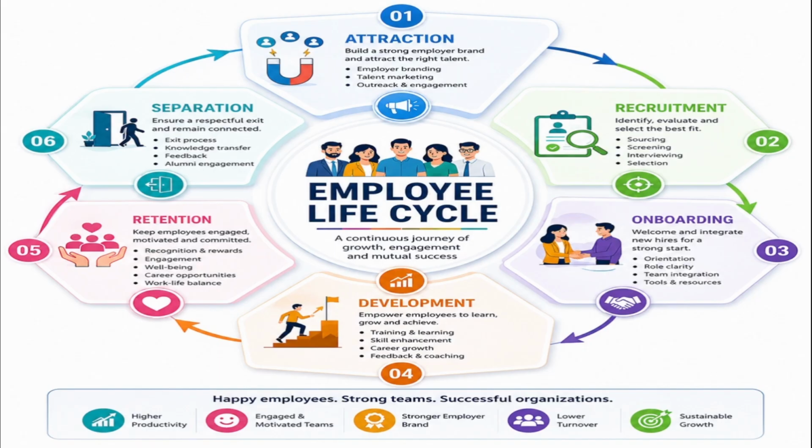Moving to the next slide, here you can see the complete diagram of the employee life cycle, which starts from attraction and ends with separation. When we discuss attraction, it's about building a strong employer brand and attracting the right talent, where employer branding, talent marketing, outreach and engagement are there. Then the next step is recruitment, where we identify and evaluate the best fit; sourcing, screening, and interview selection will happen.